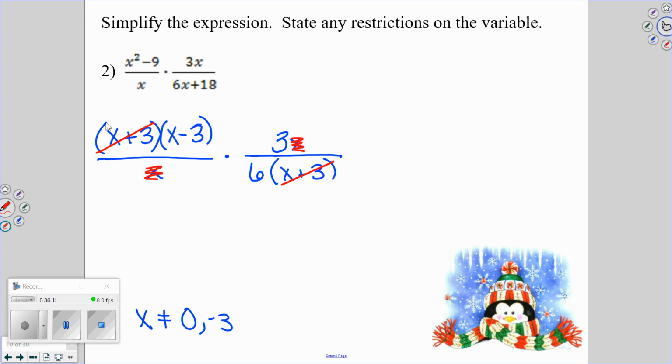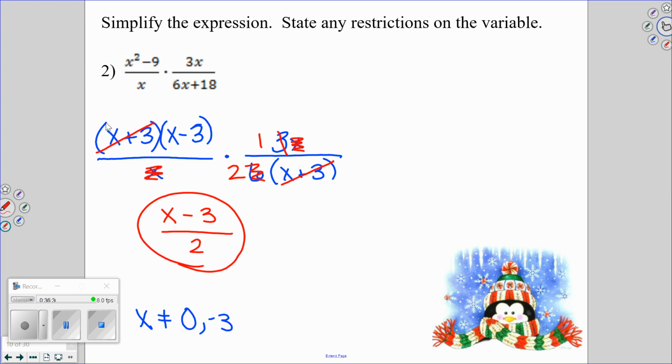Somebody said it. Sam, was that you? What'd you say? What about the 3? Mm-hmm. 3 divided by 3 is 6 divided by 3. Yeah. On the top, I have an x minus 3, and on the bottom, I just have, what'd you?